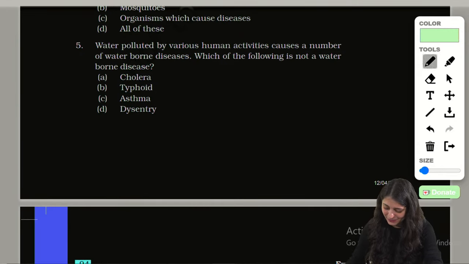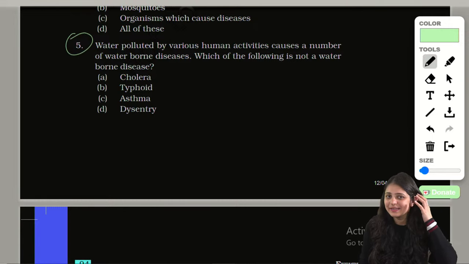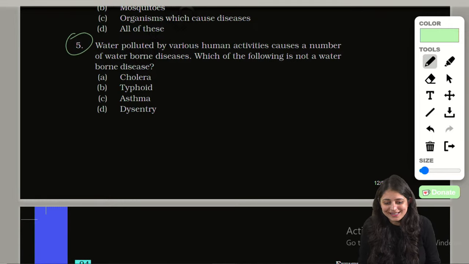Question number five everyone. Again seems like very tough question, let's see. Water polluted by various human activities causes a number of waterborne diseases. Which of the following is not a waterborne disease? Cholera, typhoid, asthma, dysentery. इनमें से waterborne disease कौन सी नहीं है?